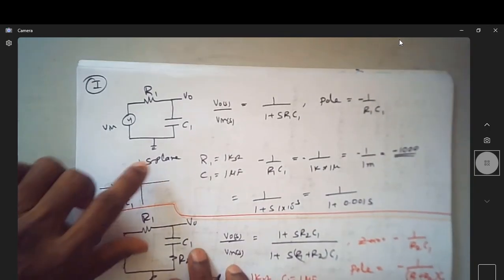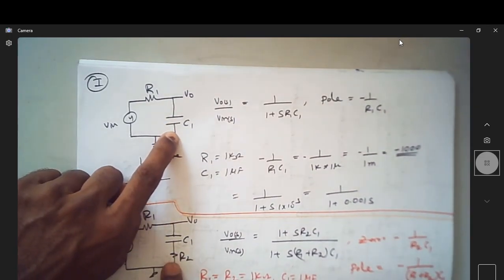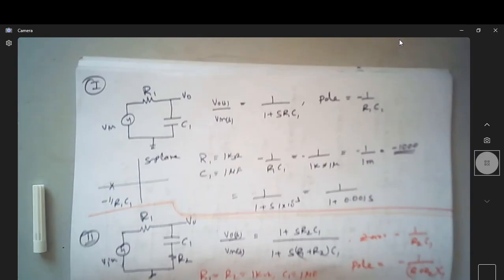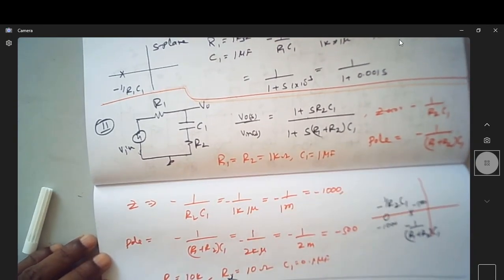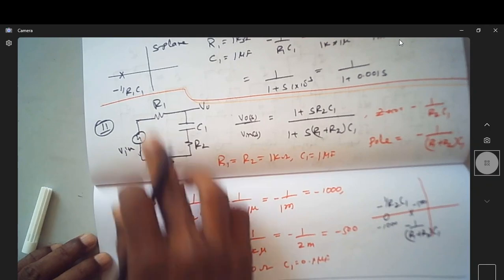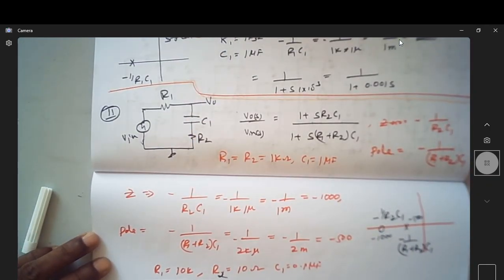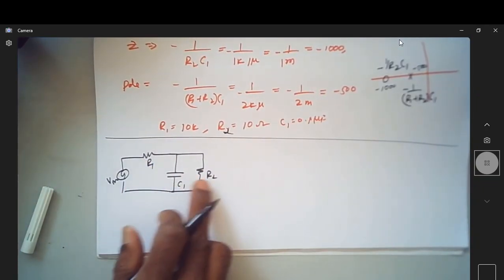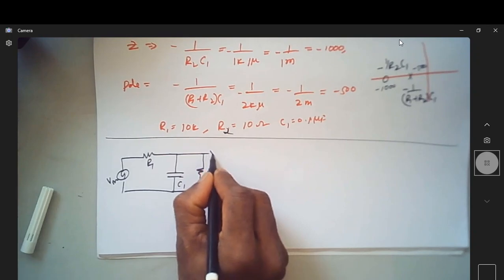let me add a resistor in parallel to this. So let us see what happens. Now I have the third circuit, where this is R1, this is again the same original circuit that I had, but I'll have R2 here. This is V in, R1, C1, R2, and this is V0.